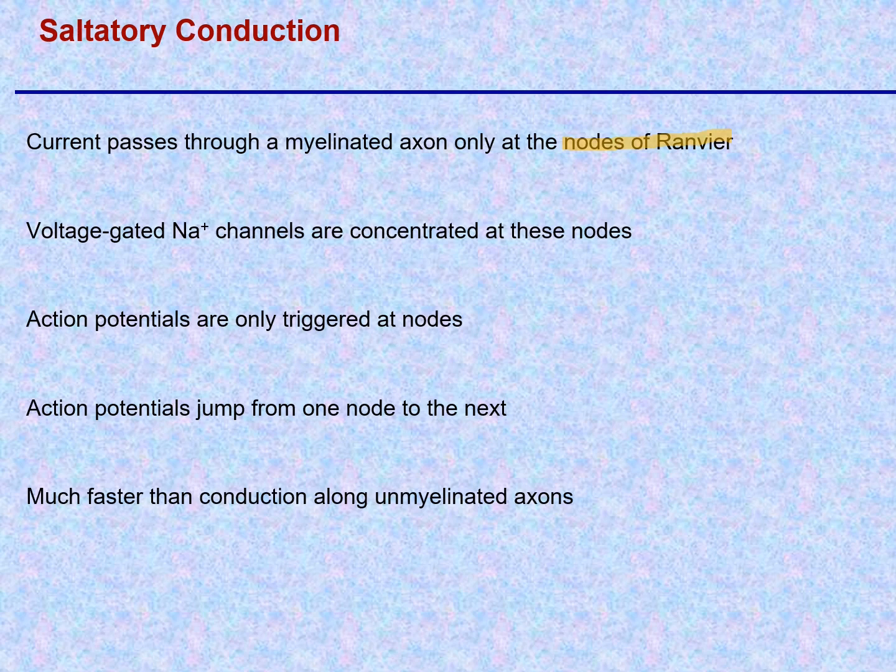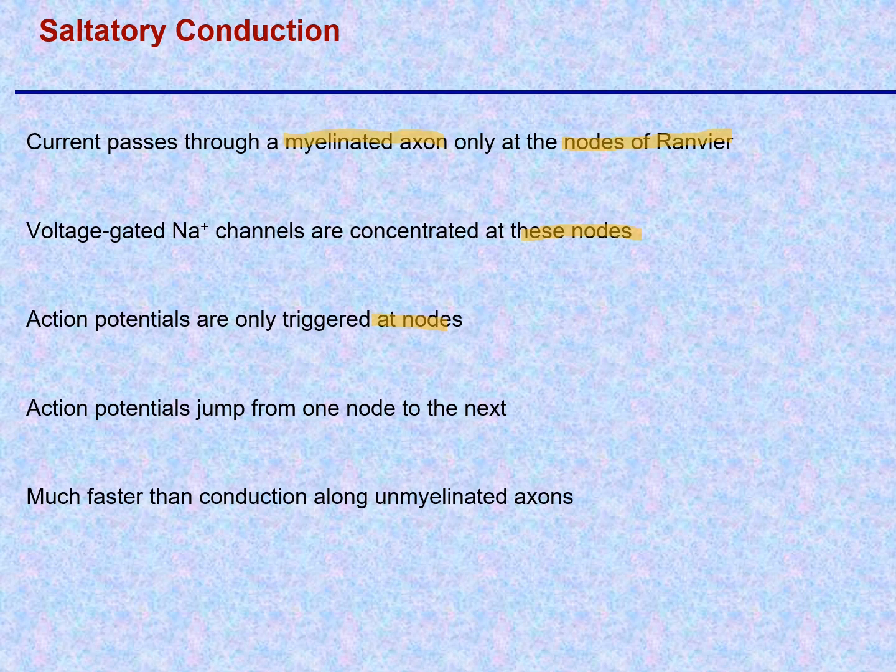signal or depolarization essentially jumps along just underneath the membrane. It jumps from one area to the next, from one node of Ranvier to the next. You have, as you know, voltage-gated sodium channels. They're concentrated at the nodes of Ranvier. And so action potentials actually are not triggered all the way down a myelinated axon. They're triggered sequentially down the axon only at the node.